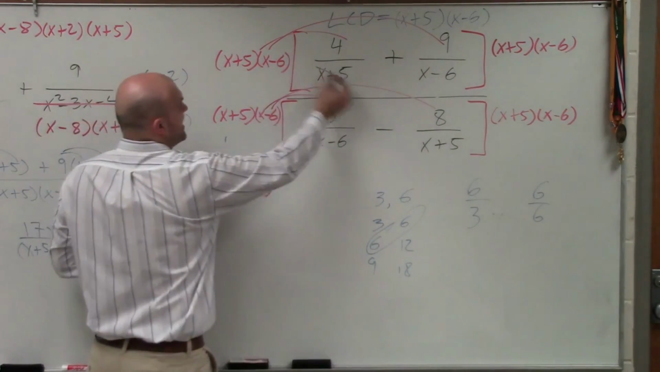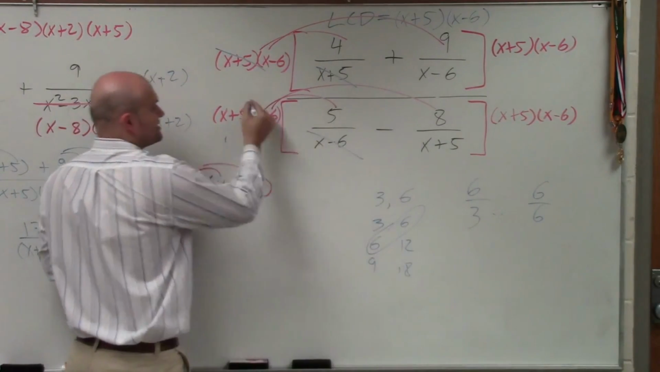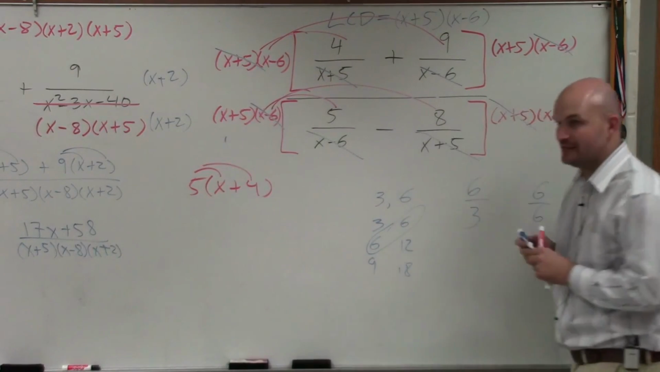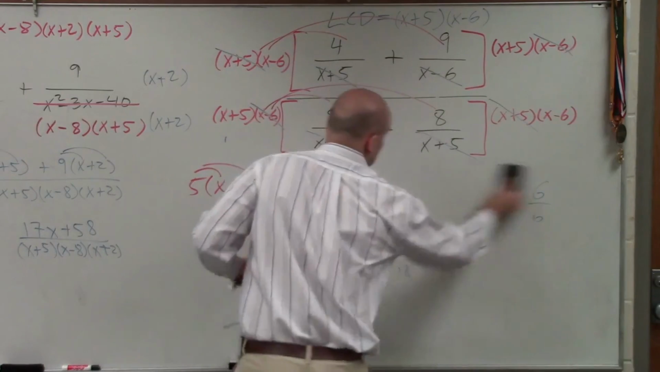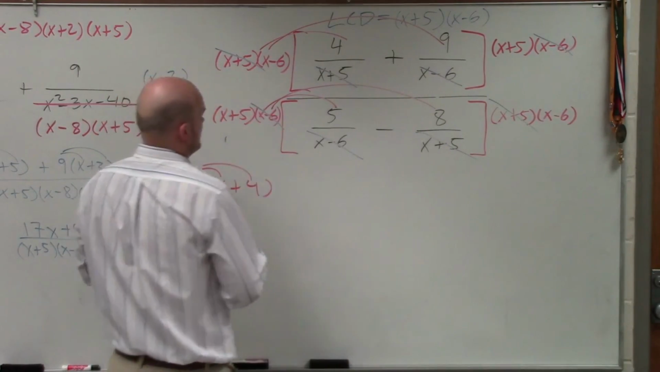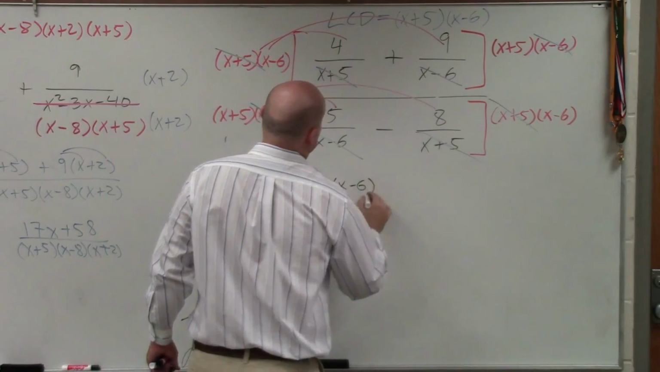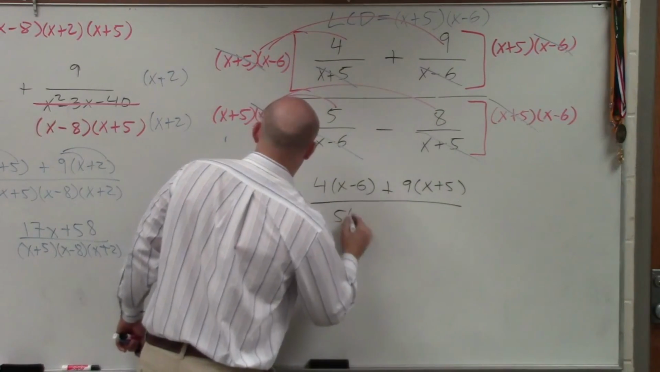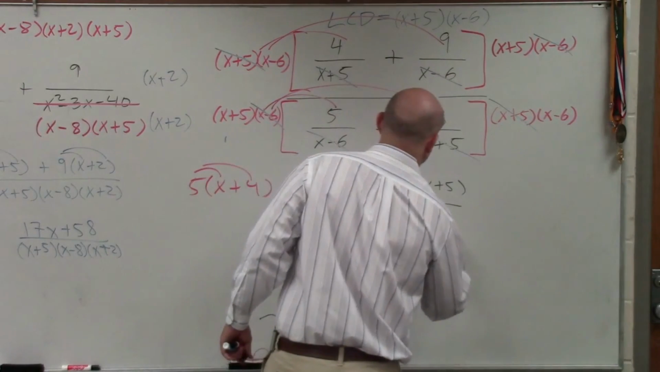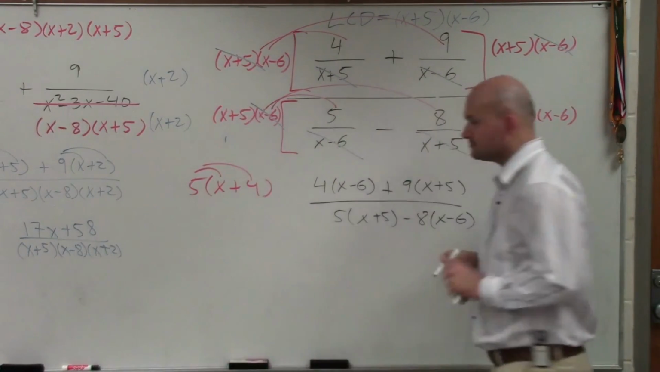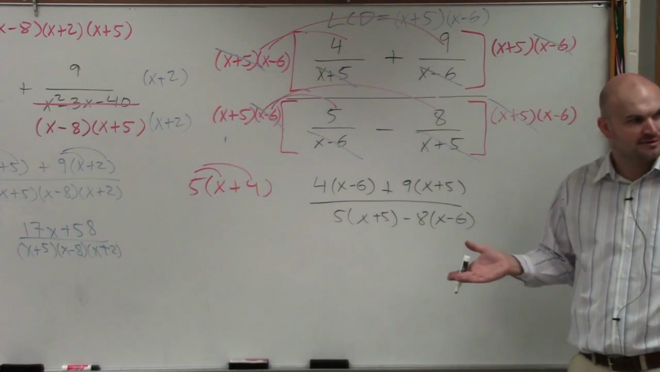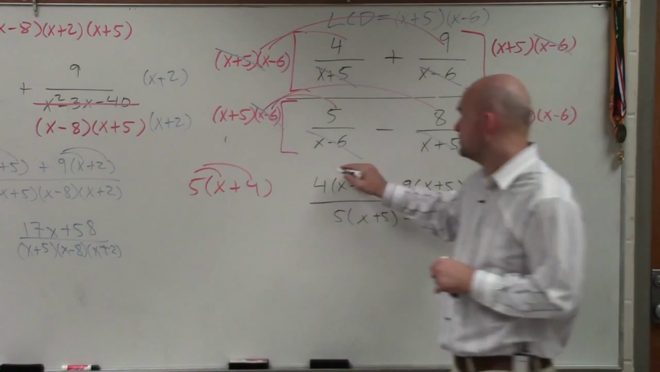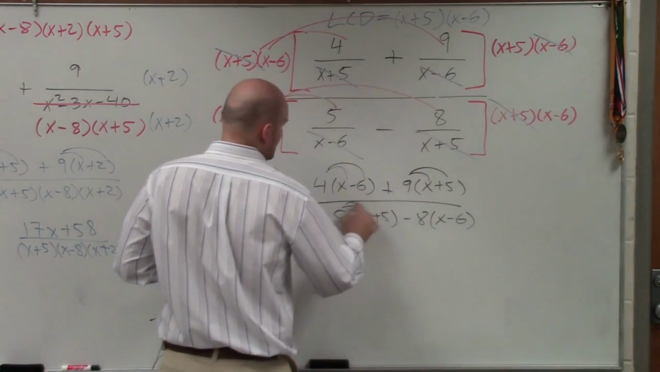Well, here, x plus 5 divides into it, right? Here, x plus 6 divides into it. Here, x minus 6 divides into it. Here, x plus 5 divides into it. So now I'm left with 4 times x minus 6 plus 9 times x plus 5, all over 5 times x plus 5 minus 8 times x minus 6. Do you see how I have no more fractions anymore? I just have one general fraction. That's it. And then you can just go ahead and simplify your work. Apply the distributive property, apply the distributive property.